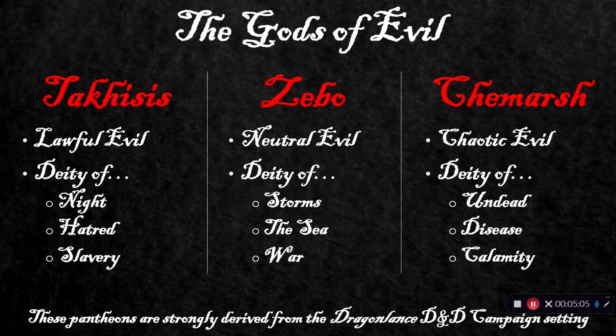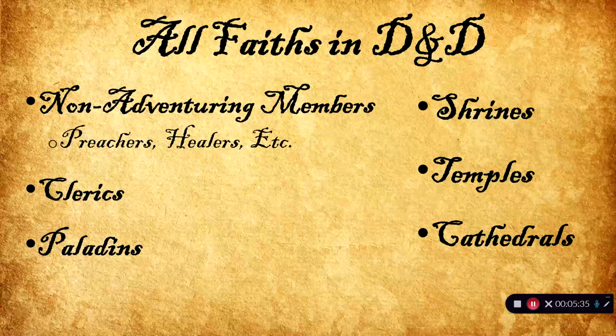Last but not least, chaotic evil, the deity Chemarsh, deity of undead, disease, and calamity. So, if you make up a character who is lawful good, you should probably be following Paladine. If you create a true neutral character, you would be following Riorts. Again, this simplifies the religious orders that you will find throughout these adventures and realms.